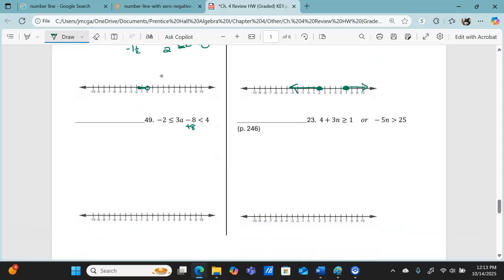I'm going to do this one in place. So I have 3a. 4 plus 8 is 12. Negative 2, positive 8, the signs are different. Find the difference, keep the sign of the larger. Then divide everything by 3. I get 2 is less than or equal to a less than 4. So I have a darkened dot at 2 and an open circle at 4, and it's that trapped region. And again, I used a darkened dot with the 2 because of this or equal to right there. The 4 did not have that.